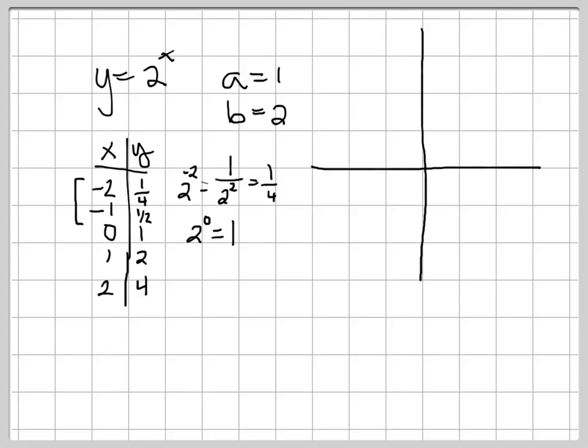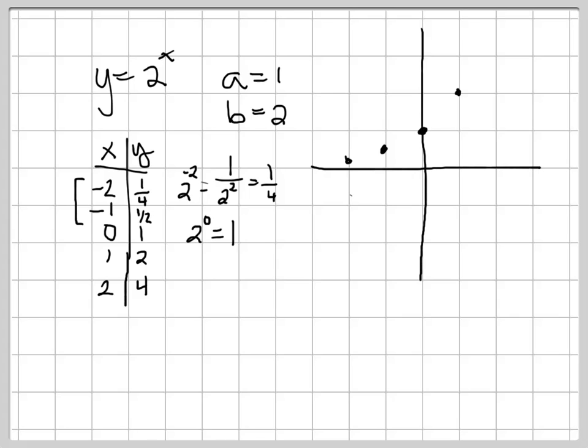Let's go ahead and plot these points. Let's see if I got enough space. We'll get close. There's a point. Let's go over to negative 1, that's 1/2. And then 1/4 over at negative 2. There we go. Over at 1, it goes up to 2.